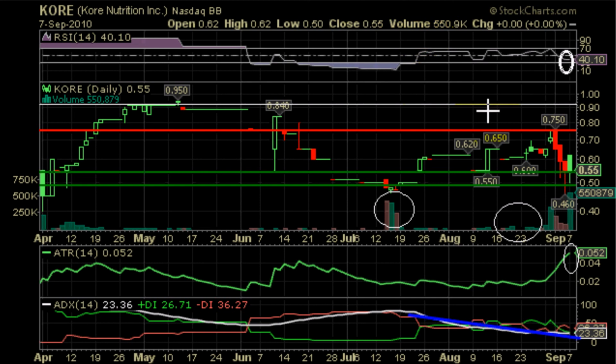In our opinion, this chart has many bullish indicators, and we believe that KORE has a nice chance to bounce. As always, use proper trade management and pick your entry and exit points before entering the trade.